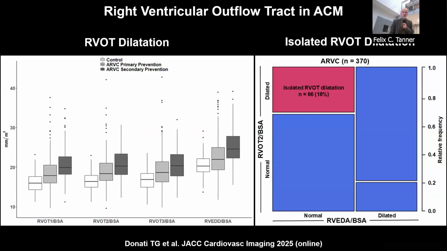And what we saw here in this work with Thierry Donati is that the RVOT diameter increases with the severity of the disease. What was interesting to us is that about 20% of patients have an isolated RVOT dilatation in the echo. This is not MRI, so you mostly don't have the volume. You only have the area or the diameter of the right ventricle in modified apical four-chamber view. But in 20% of these patients, this is normal, and irrespective of this, the RVOT is dilated.